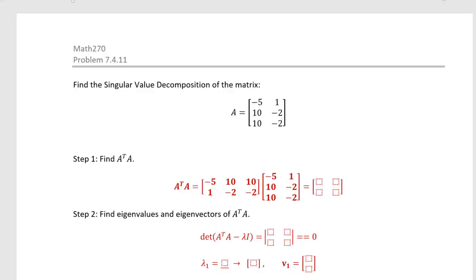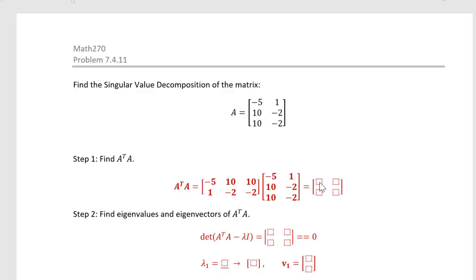In this problem, we want to find the singular value decomposition for the matrix 5, 1, 10, negative 2, 10, negative 2. So the first thing we want to do is find the transpose of A multiplied with A. And here's the matrix setup. The transpose of A is negative 5, 10, 10, 1, negative 2, negative 2.